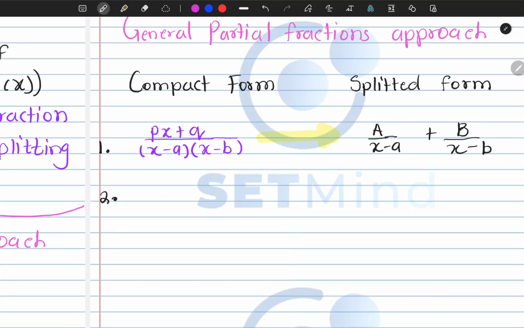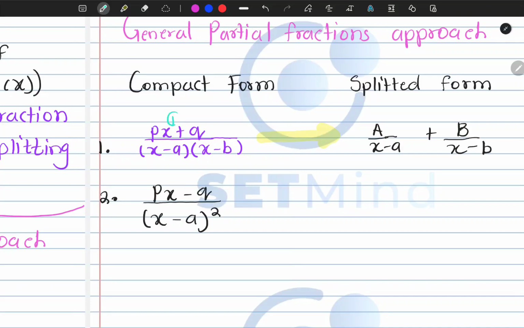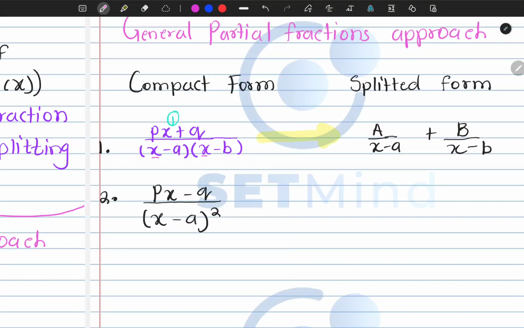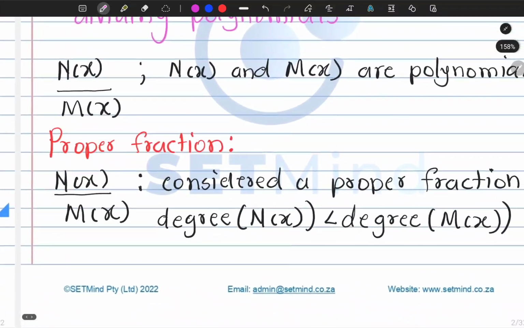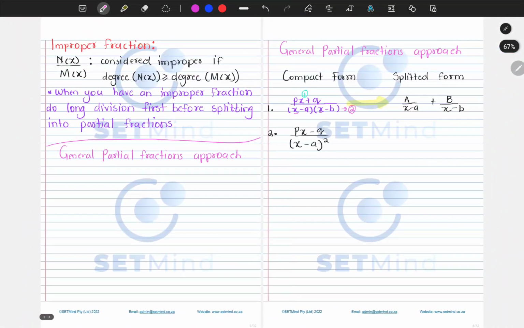Now let's go to number 2. If in number 2 we are given px minus q as an example, divided by x minus a all squared, what is very important for you to note is that the degree of the numerator is 1. But the denominator has an x times x, so its degree is 2, which means what we have here is a proper fraction. Remember, we said for a proper fraction, the degree of the numerator, n of x, should be less than the degree of the denominator, m of x.